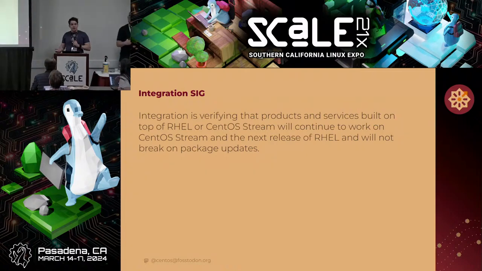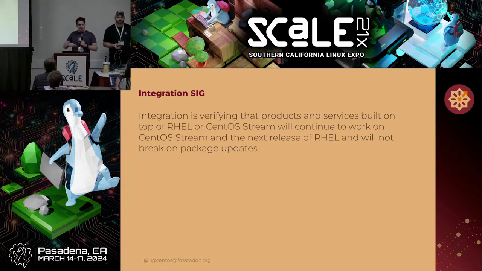There's a new integration SIG. So I mentioned, everything that we do, all the updates that go into CentOS are tested. They pass a bunch of gating checks, right? And that ensures that CentOS Stream itself is never broken, the operating system. But you don't run an operating system just to run an operating system. You run an operating system to run your applications.